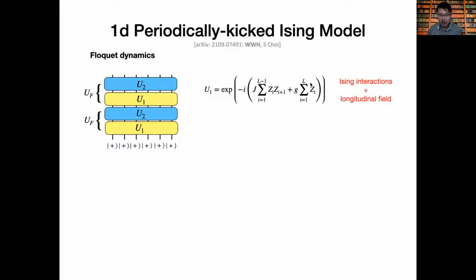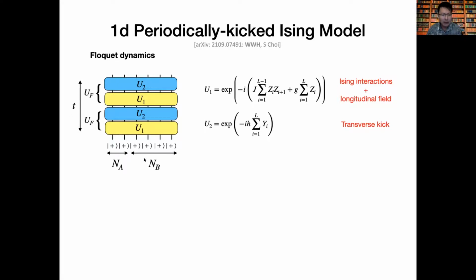U1 is nothing more than Ising interactions plus longitudinal field, and U2 is a transverse kick, which I denote to be in a y direction, but this is not too important. So the longitudinal field is given by a strength G, Ising interactions J, and transverse kick by H. So now what we can do is look at time evolution up to some Floquet time t, where t is integer valued, so how many applications of UF.